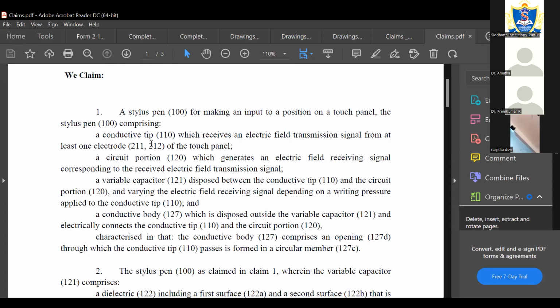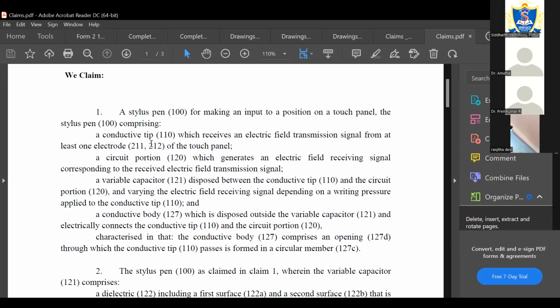Why is it useful? For example, if you are going for a broad claim, then you can use comprising of. But if you are going for a narrow claim, then you can include only consisting of. That will restrict your claim to the particular components only. So at that time, consisting of and comprising of will be helpful.